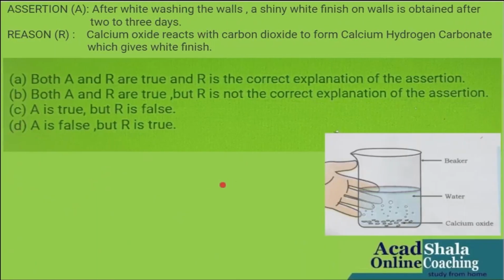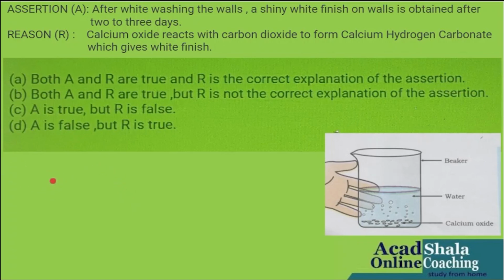Okay, next question. Assertion: After whitewashing the walls, a shiny white finish on walls is obtained after 2 to 3 days. Reason: Calcium oxide reacts with carbon dioxide to form calcium hydrogen carbonate, which gives white finish. Now, before going for this question, let me check what I know.